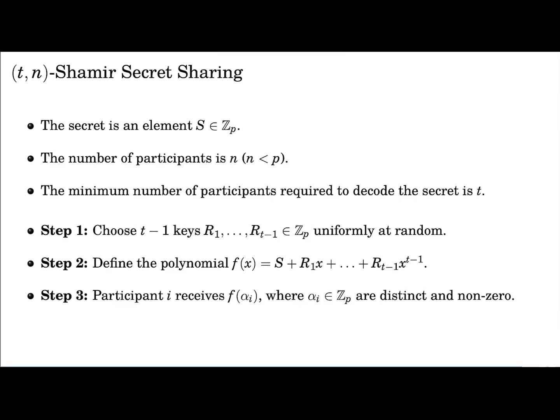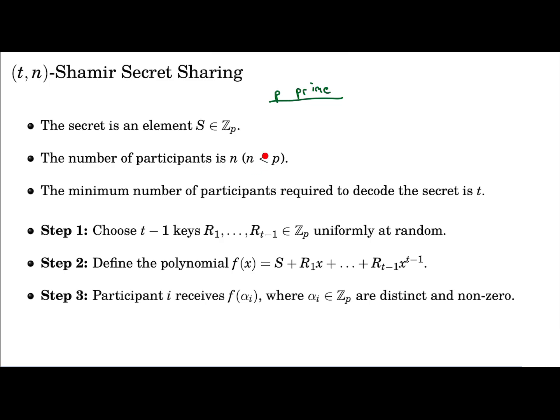So now the secret for our purposes is going to be an element of Z_p, where p is going to be a prime number for us. So p prime, and we'll discuss why later. So we're going to want to work over Z_p. And we also need to assume that the number of participants is going to be less than p, or in other words, that you need to choose this p to be larger than the number of participants.